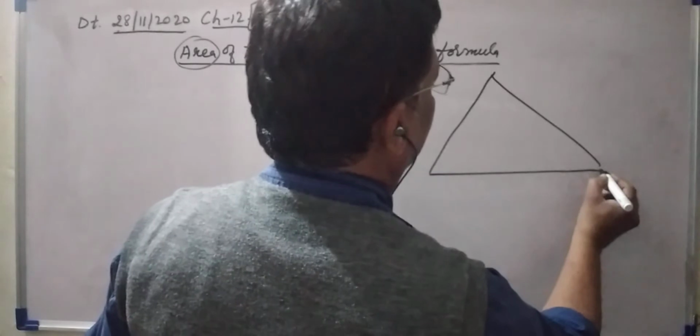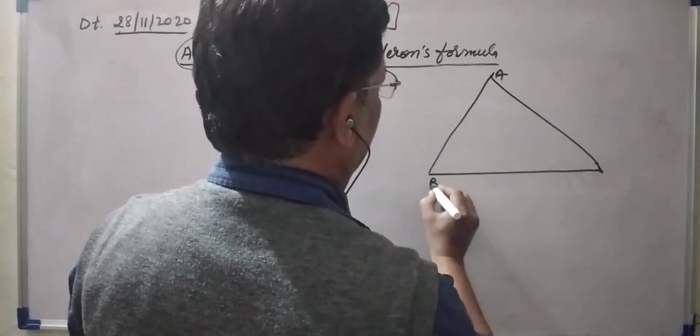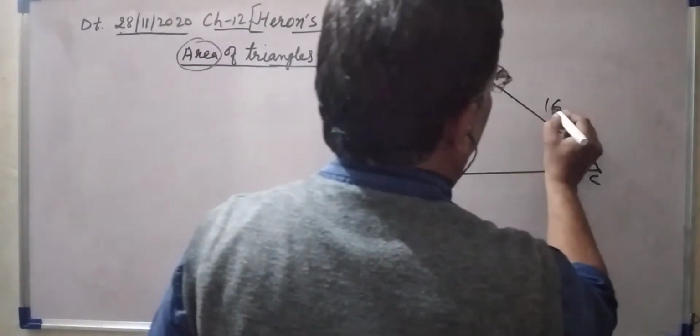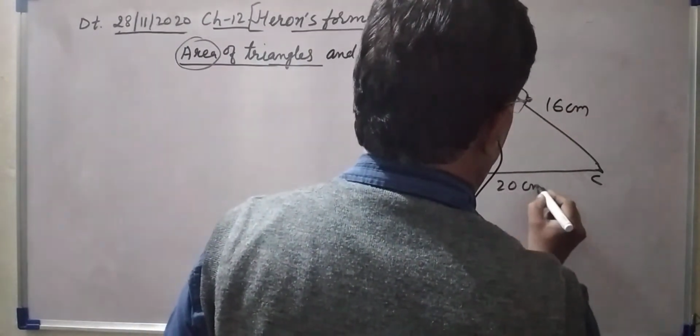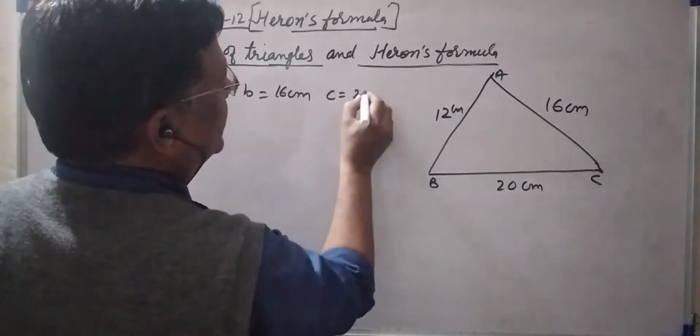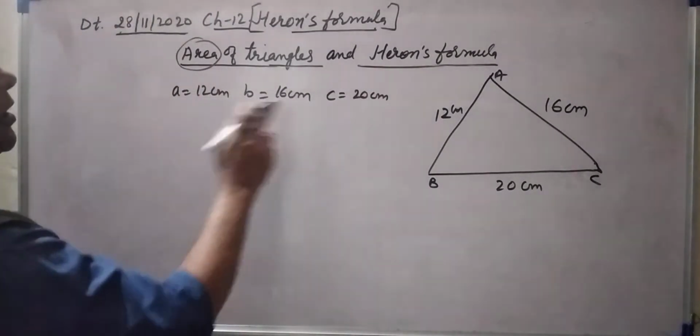Now we'll take one or two examples based on Heron's formula. Find the area of a triangle whose sides are 12 centimeter, 16 centimeter, and 20 centimeter. The triangle is ABC. So you have the value of A as 12 centimeter, B as 16 centimeter, and C as 20 centimeter. You have to find the area of this triangle.